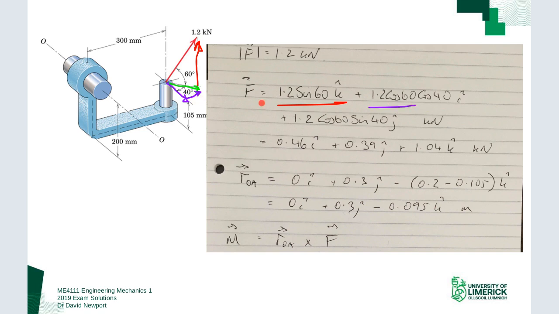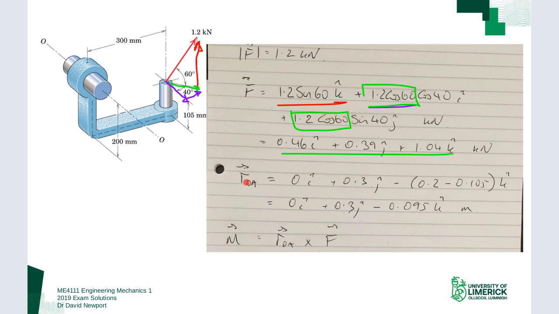So I've got 1.2 cos 60, which is the green bit. So I should change that back into green. Right here. So that's the 1.2 cos 60. And here we have it there. And then the cos 40 of that gives me the i hat term, and the sine 40 of it gives me the j hat term. Okay. So I worked it out, and that's what I get then for my vector F expressed in its i hat, j hat, and k hat components.